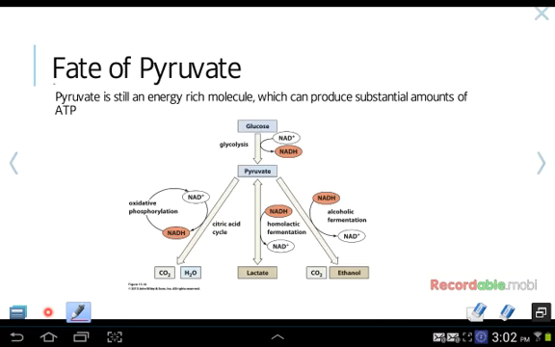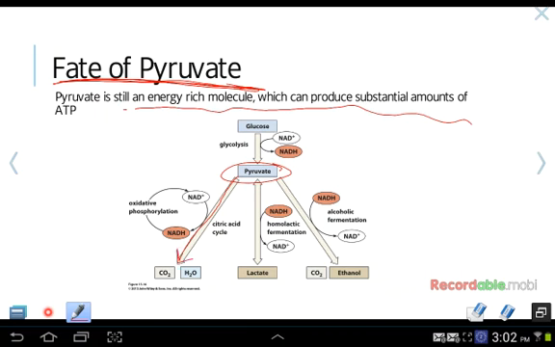So let's recap. Remember our fate of pyruvate. Pyruvate is also a product of glycolysis, as you can see here. Pyruvate is still an energy-rich molecule which can produce substantial amounts of ATP, and so it can be shuttled through for aerobic respiration through the citric acid cycle, or it can go through 2 routes of anaerobic respiration. If it's in eukaryotic cells, it's undergoing homolactic fermentation. If it's prokaryotic cells, we are undergoing alcoholic fermentation. So again, this is prokaryotic and eukaryotic, anaerobic.